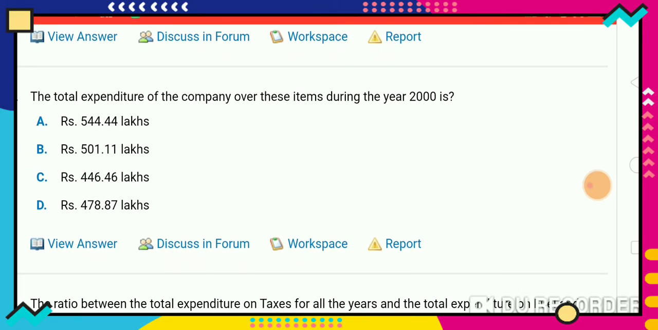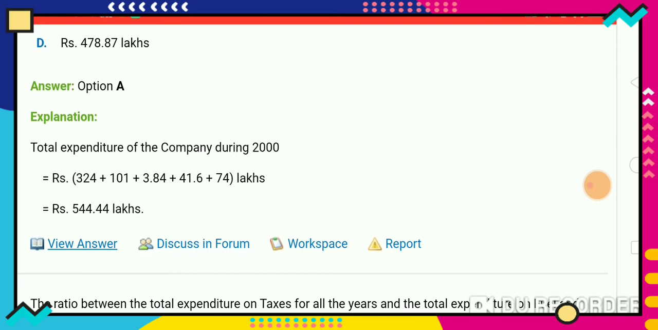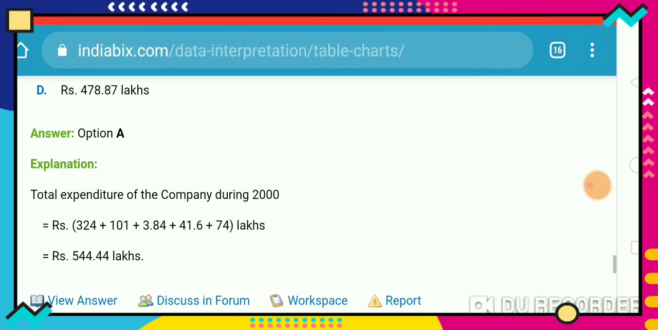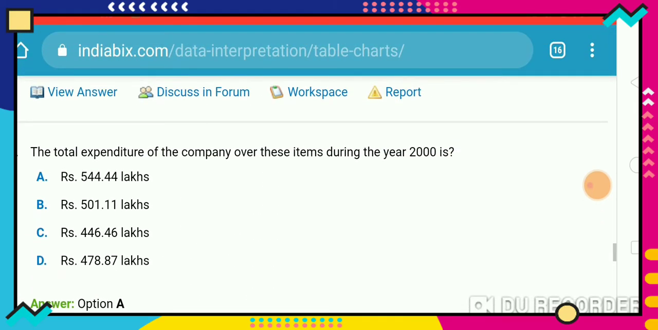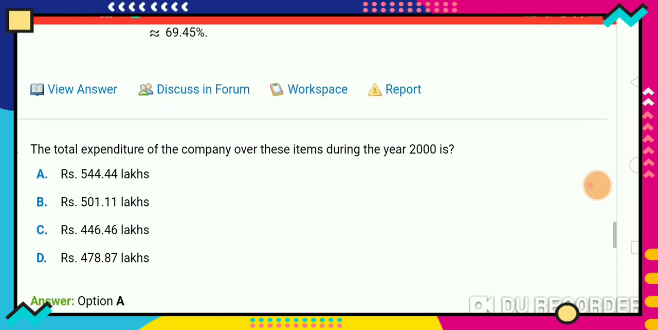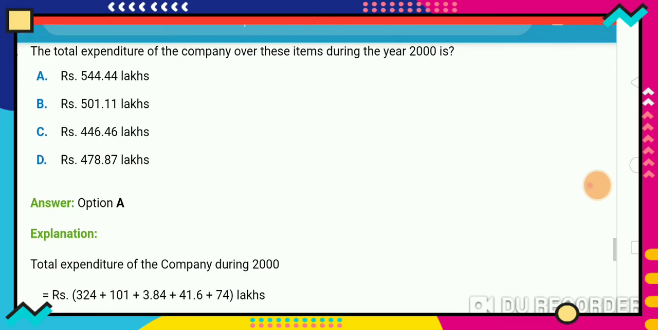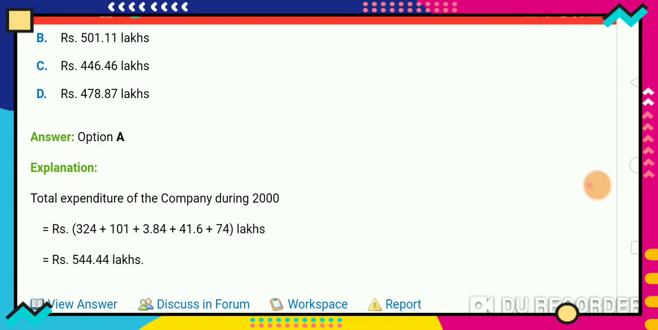The total expenditure of the company during just this year, 2002. Again you want to add the 2002 column, all the things. They are just adding, where they did not give any percentage to divide. They mentioned only 2002, so we are adding and giving the answer.